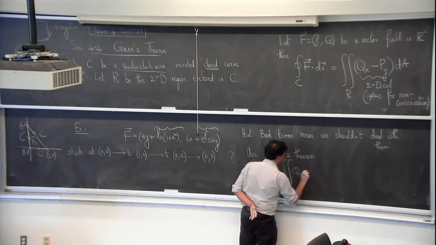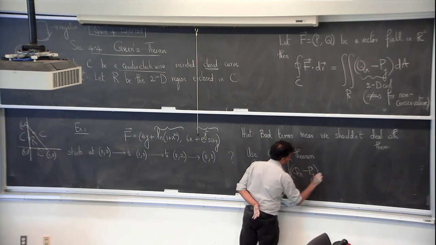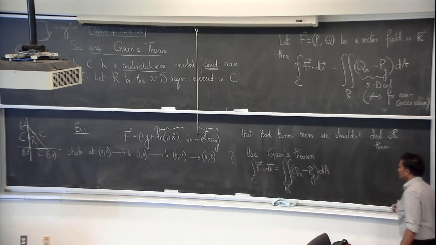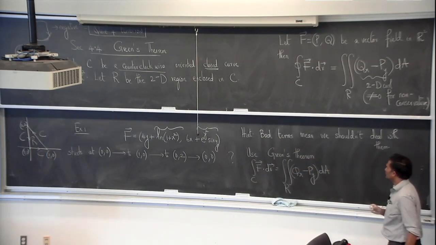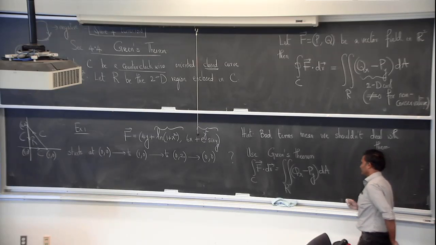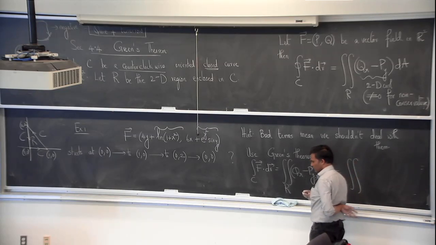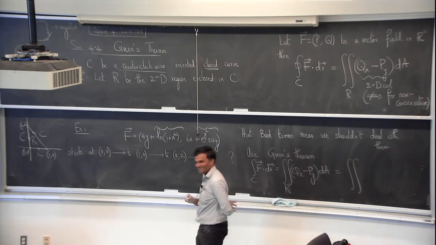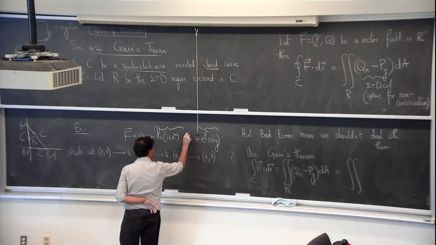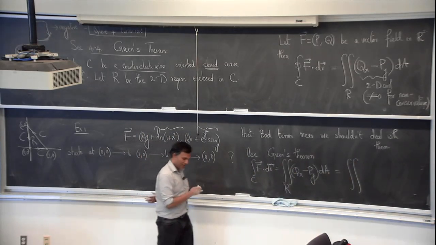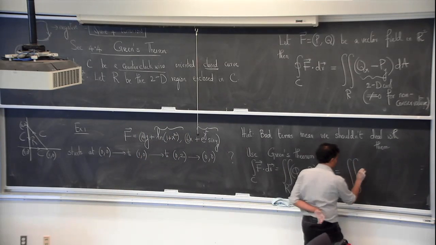of Qx minus Py dA. Not Qy minus Px. That'd be a bad thing to do. Qx minus Py. Who's going to tell me what Qx and what Py are? Qx is 6, Py is 4. See how I kind of avoid the bad things. 6 minus 4.